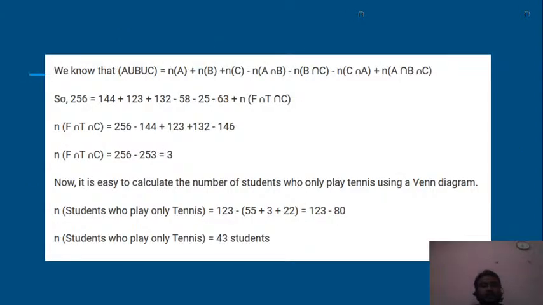So I'm only concerned with, in this equation, the number of people who play tennis. So now the number of people who play tennis, that is n(tennis), I can find using n of A union B. So what is n of A union B? n of A union B is n of A plus n of B minus n of A intersection B. So 123 minus 55 plus 3 plus 22, that is 80, and that gives 43.